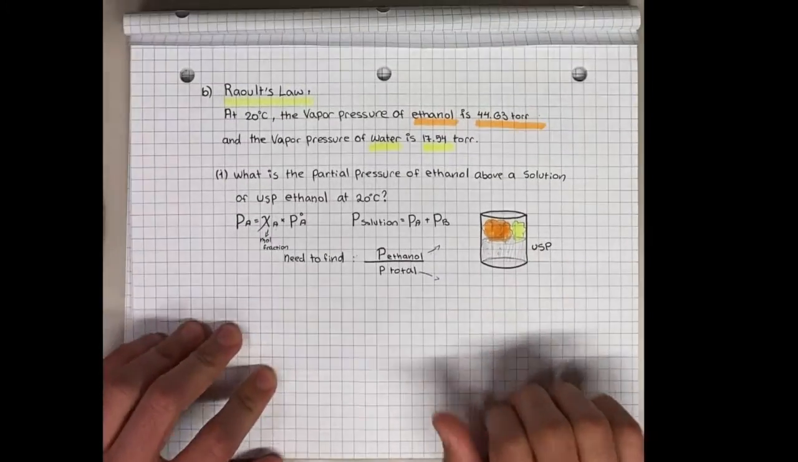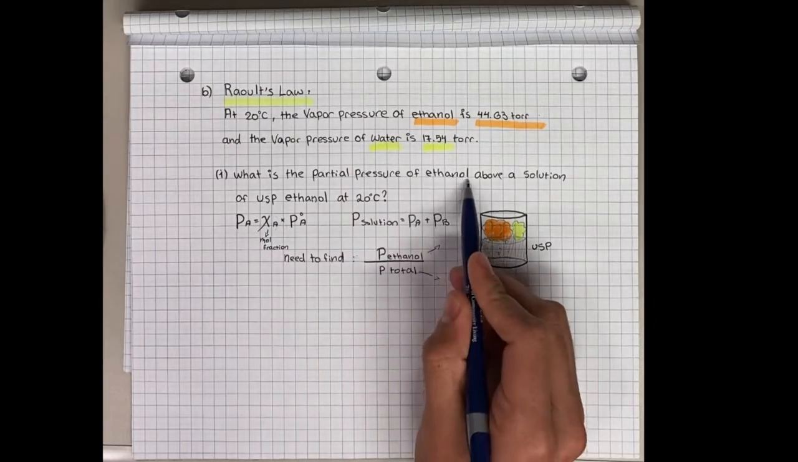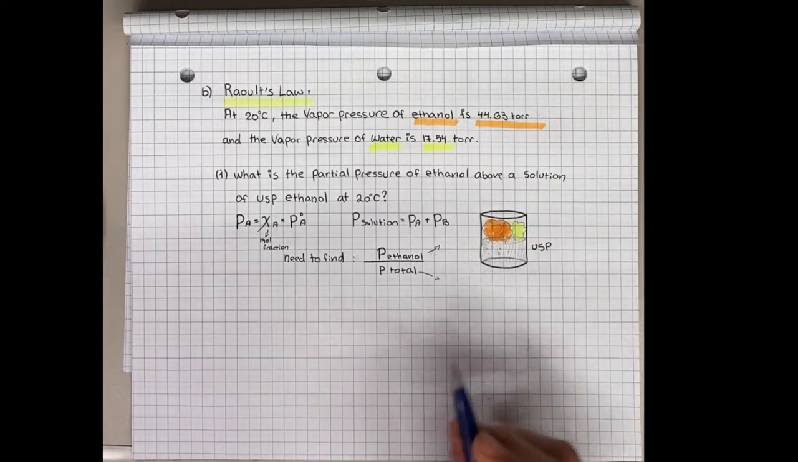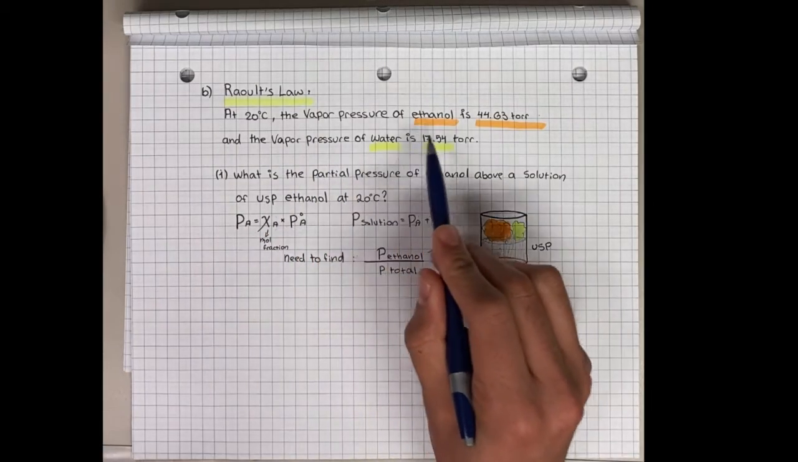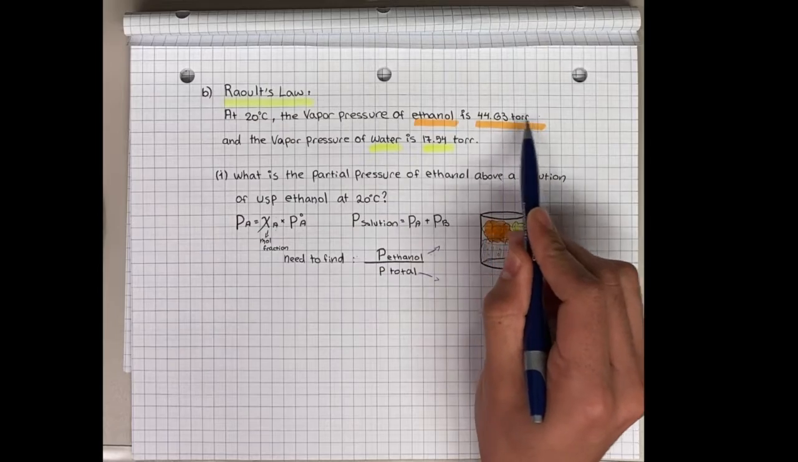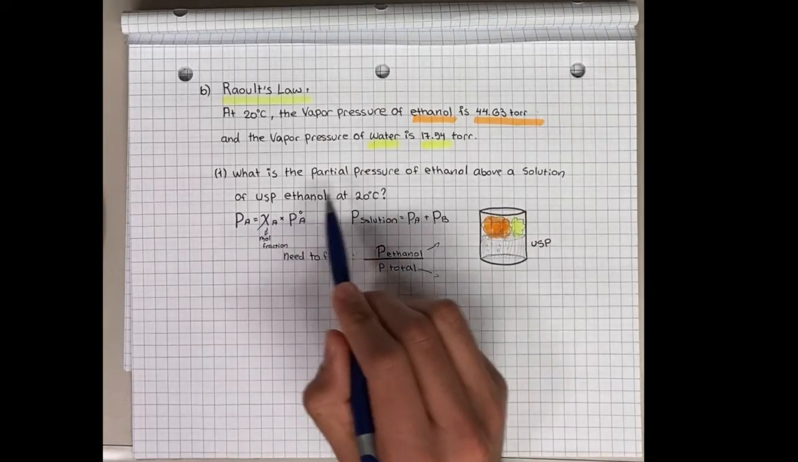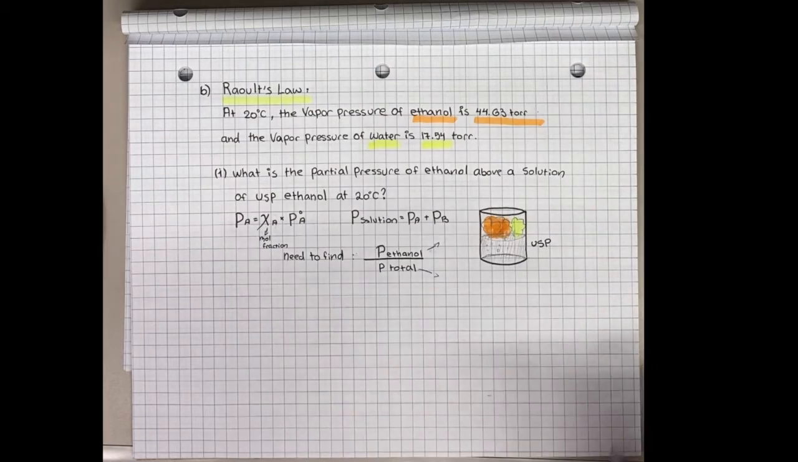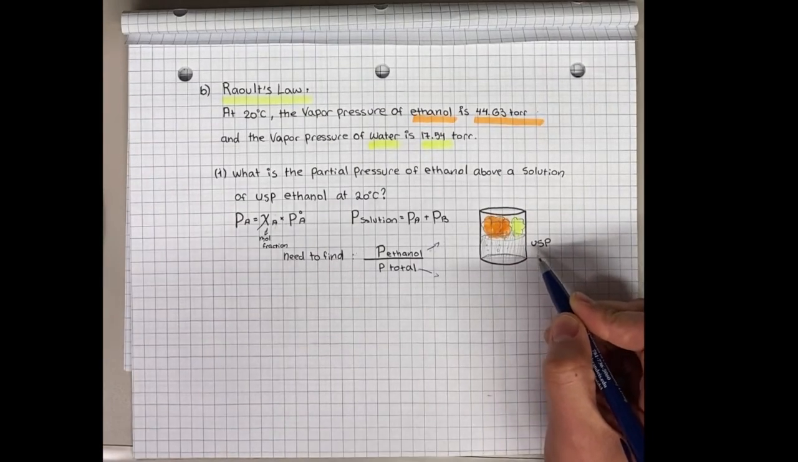In this section, I'm being asked to find the partial pressure of ethanol above a solution of USP ethanol at 20 degrees Celsius. First of all, this is a Raoult's law question. The question says, at 20 degrees Celsius, the vapor pressure of ethanol is 44.63 torr, and the vapor pressure of water is 17.54 torr. What is the partial pressure of ethanol above a solution of USP ethanol at 20 degrees Celsius? To help us visualize this, I drew here a beaker that contains a solution of USP ethanol.